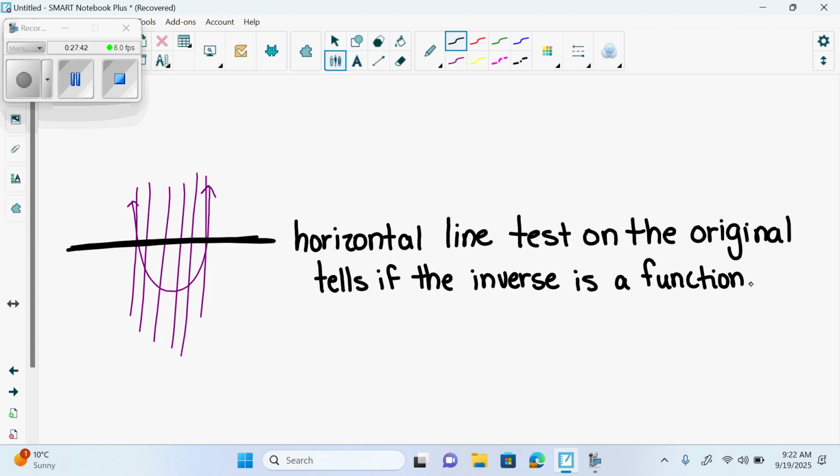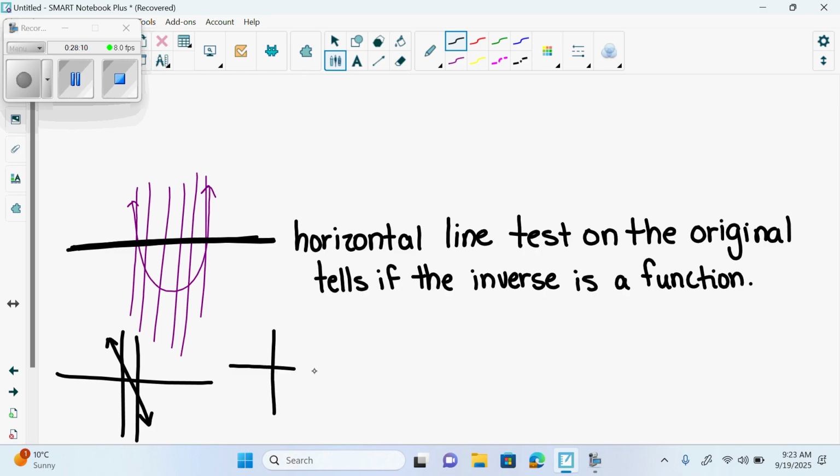I'd be like, okay, guys, once again, this line that's horizontal is the horizontal line test. So it fails if, when you draw a horizontal line on the original, it crosses through more than once. So if this was my graph instead, if I drew horizontal lines through that, it would pass, correct? And if I drew vertical lines through it, it would pass. So the original is a function and the inverse is a function, right?